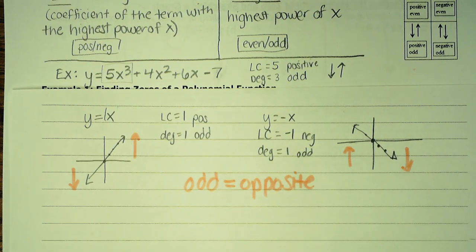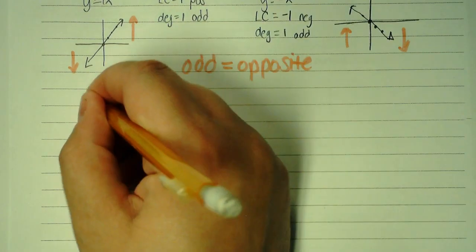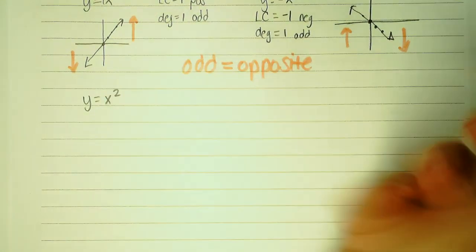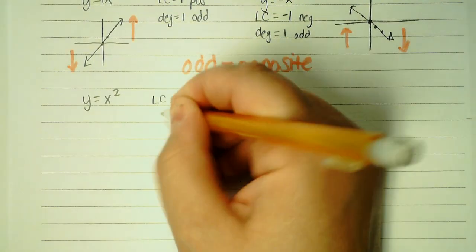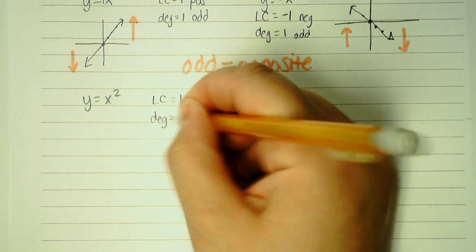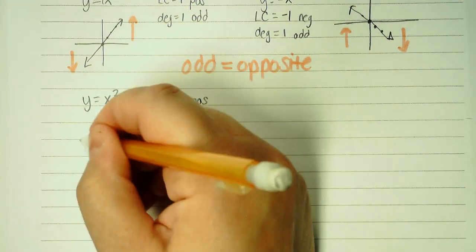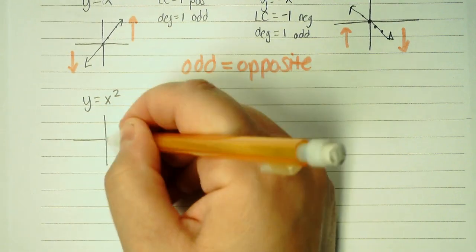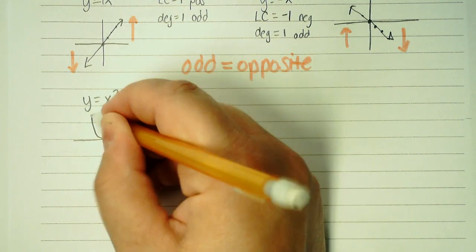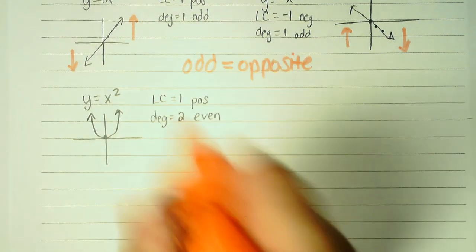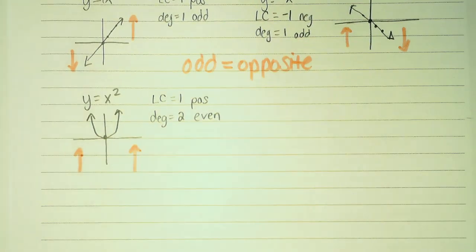Okay, now, your most basic even function. I just got a piece of paper here. Okay, y equals x squared. This is just a parabola. My leading coefficient here is 1, which is positive, and my degree here is 2, which is even. So if you think about the parabola graph, the vertex is 0, 0, and then that squared causes the sides of the graph to go the same direction. So the end behavior here is up and up.